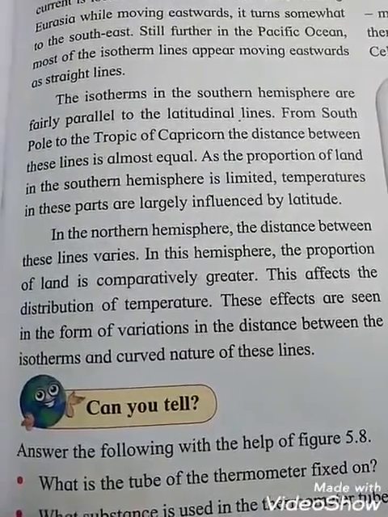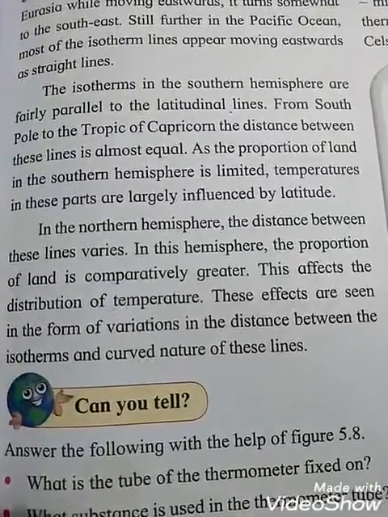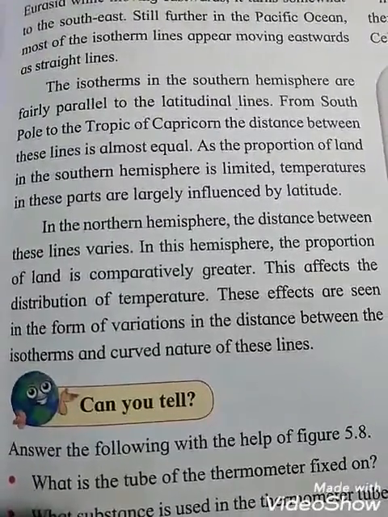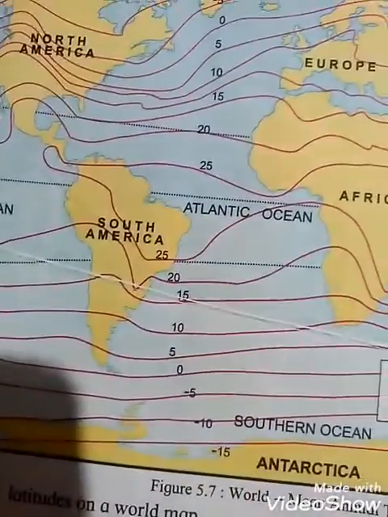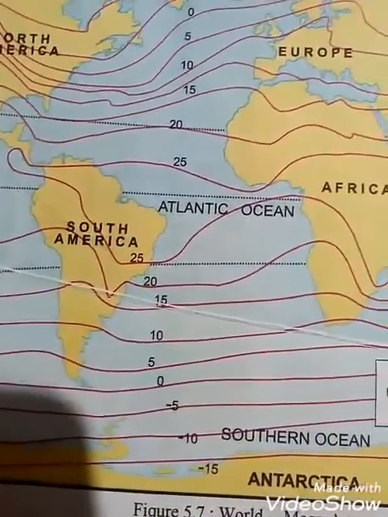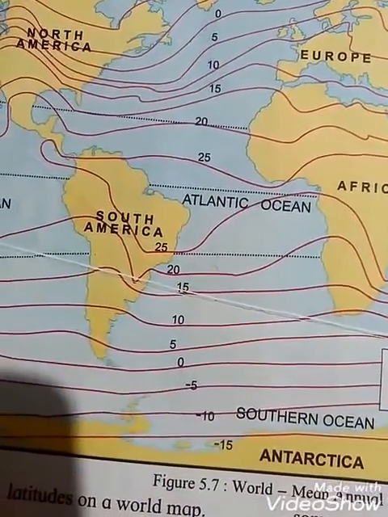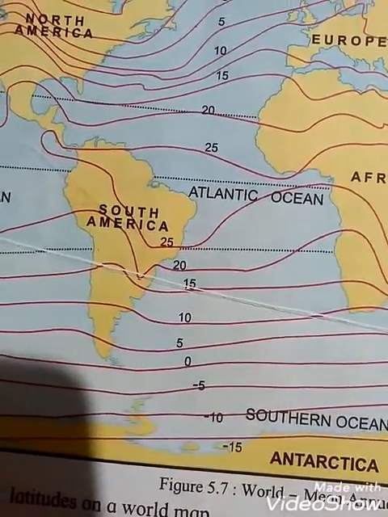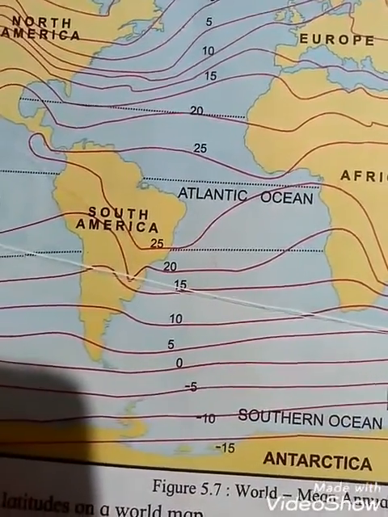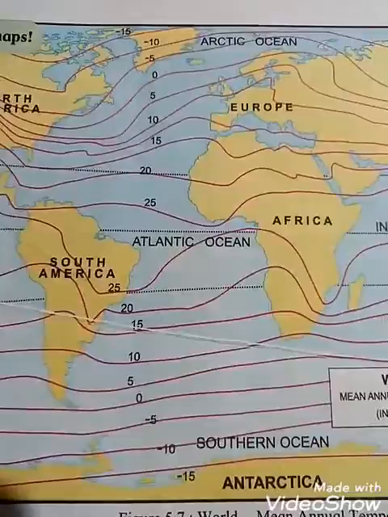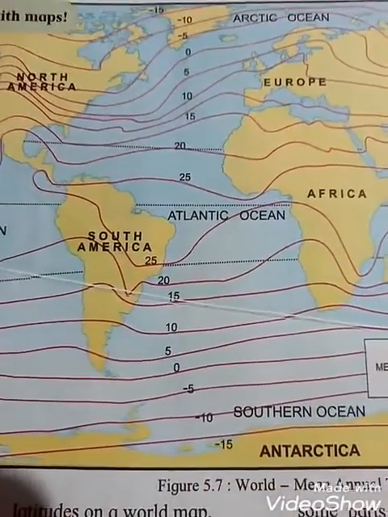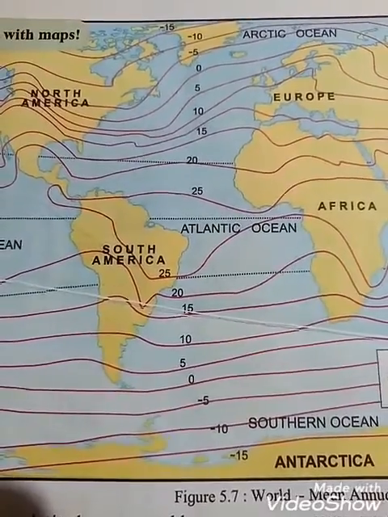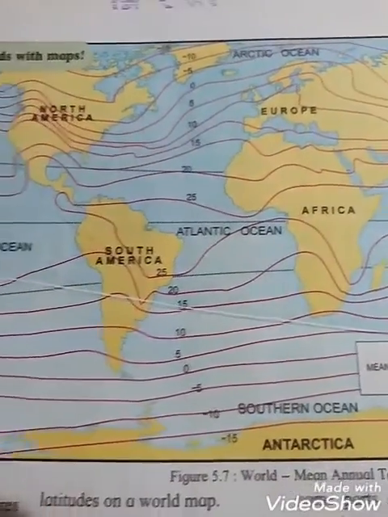This affects the distribution of temperature. These effects are seen in the form of variation in the distance between the isotherms, which are curved in nature. In the northern hemisphere the proportion of land is comparatively greater, and because of that it affects the distribution of temperature. In the southern hemisphere land is limited, in the northern hemisphere land is more. Okay students, so these differences are there.